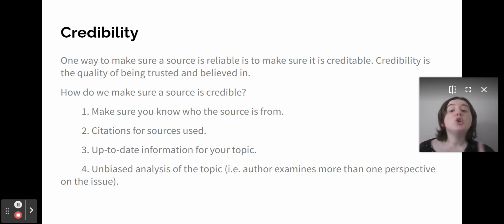Number one, you want to make sure you know who the source is from. Number two, you want to make sure citations for the source are used. Number three, you want up to date information for your topic. And number four, you want an unbiased analysis of the topic. So, for example, the author examines more than one perspective on the issue. I'll give you a second to pause, write these down, and then we'll go on to our next box.